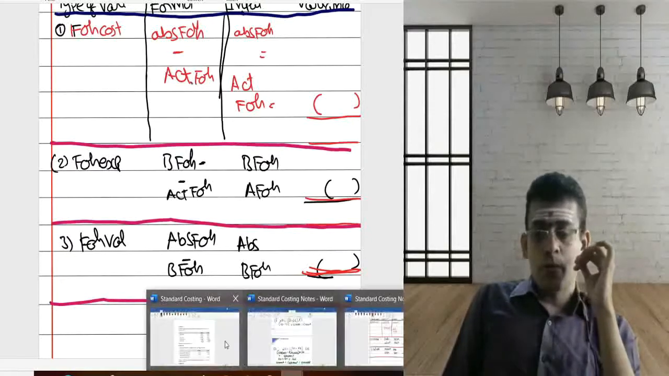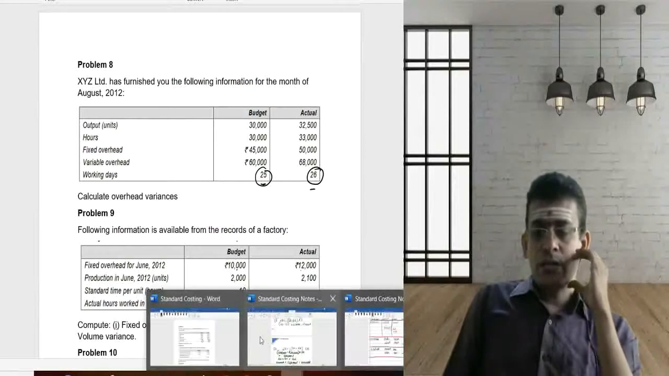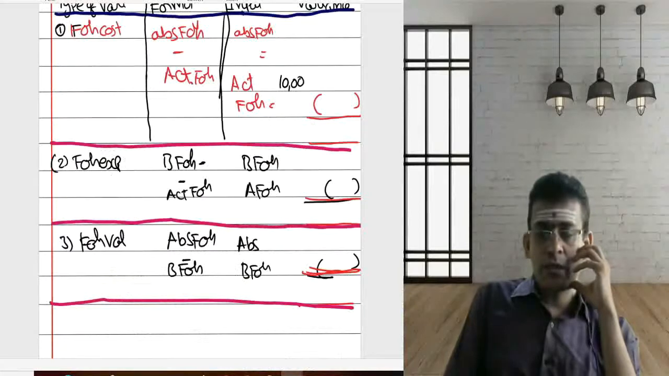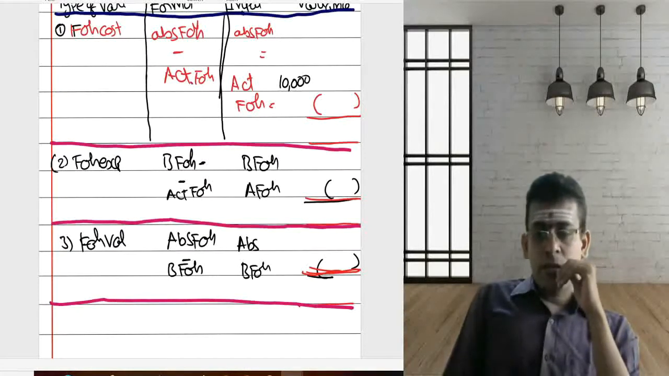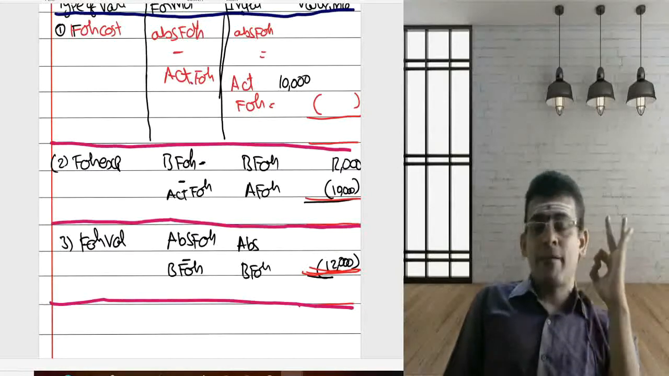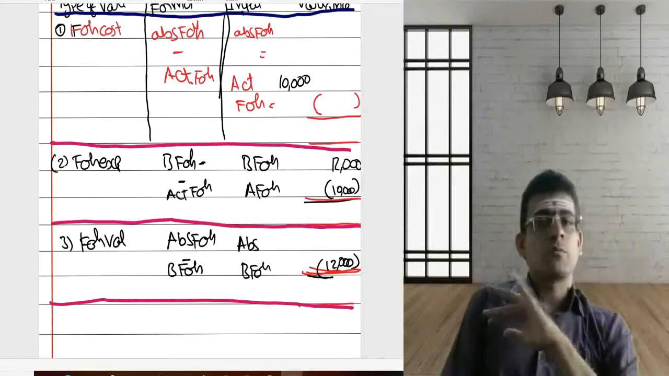So now let us go to your problem. Just simply take the values there. Actual is 10,000, so take here your actual fixed overheads as 10,000. Budget fixed overhead is 12,000. Wherever you are having budget, take that as 12,000. Where you are having actual, take that as 10,000. Now we have considered everything. Now only one thing is required: observed. If I calculate the observed, my problem is done.